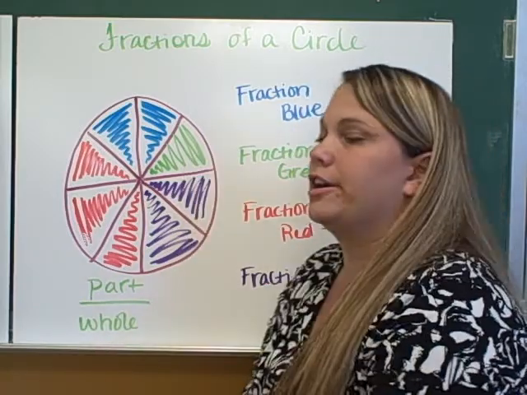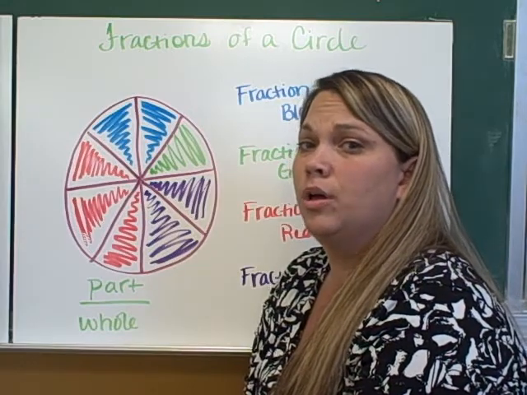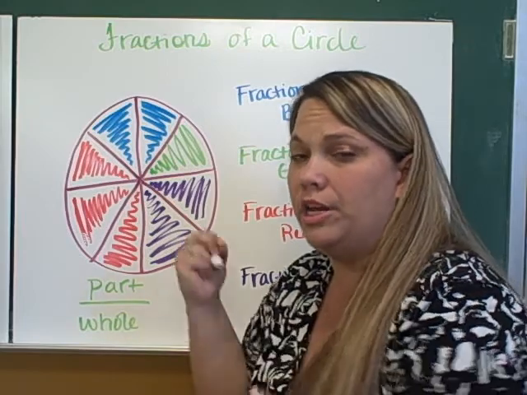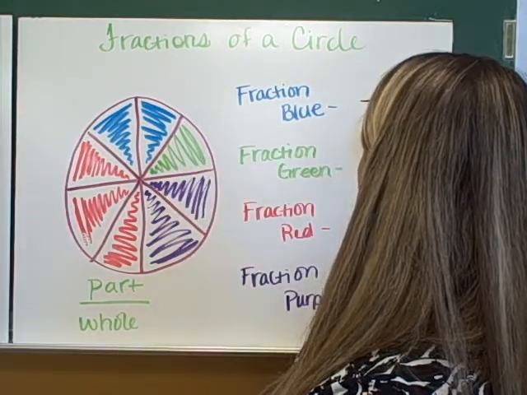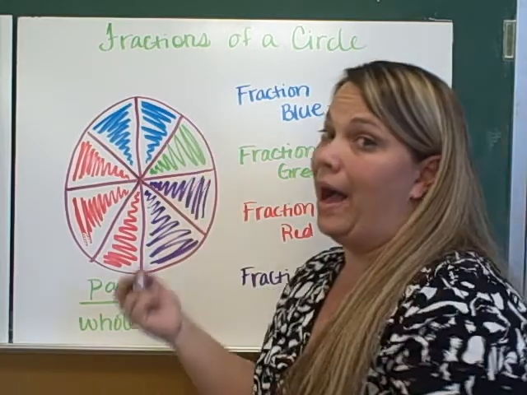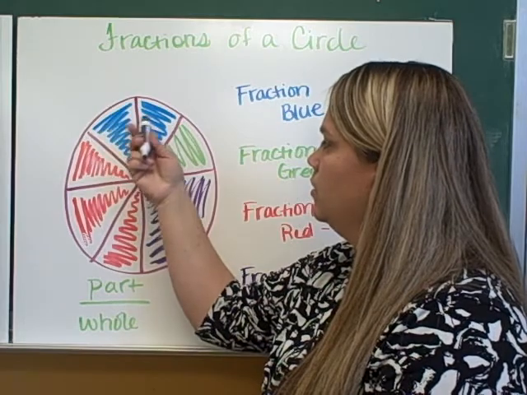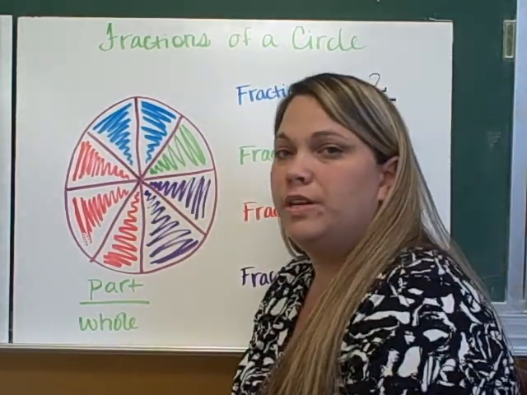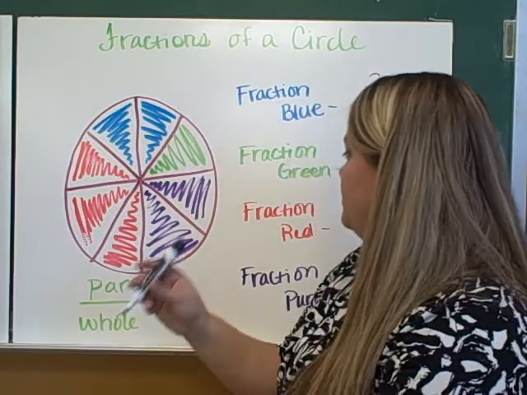So let's look at fractions of blue. What fraction of this circle is blue? So we already know that there's 8 pieces altogether, so we already know that our denominator will be 8. All we have to do is find out how many pieces of my whole are blue. Count them. 1, 2. That is my numerator, which means 2/8 of the circle is blue.